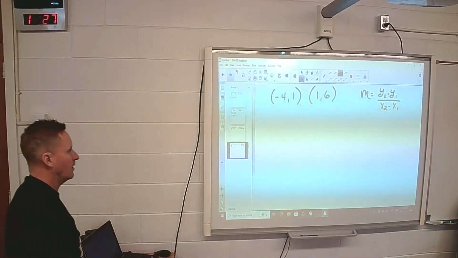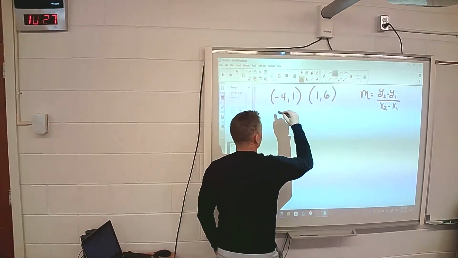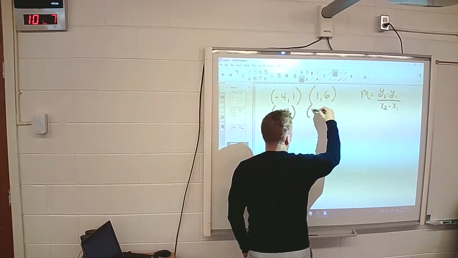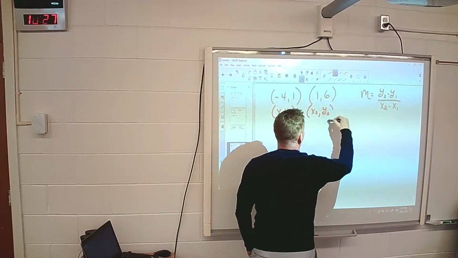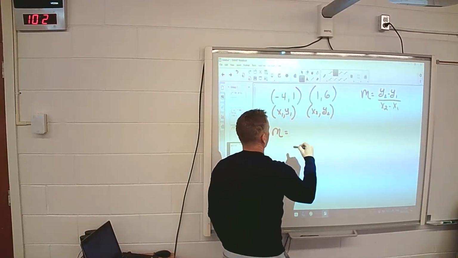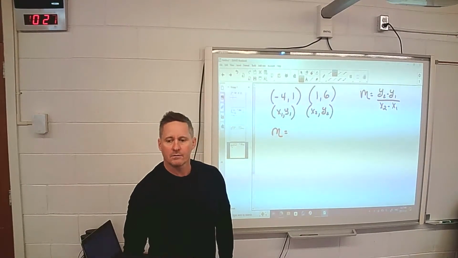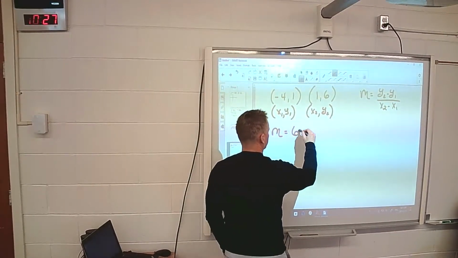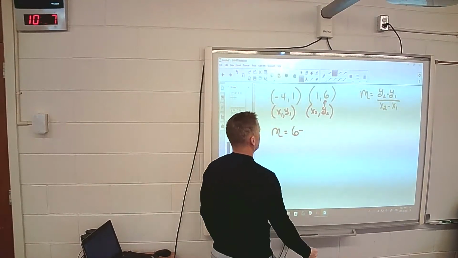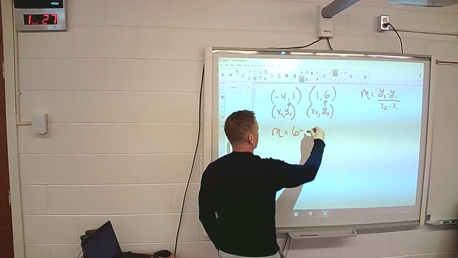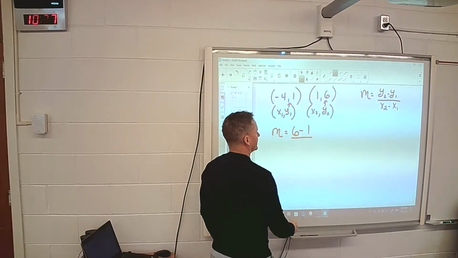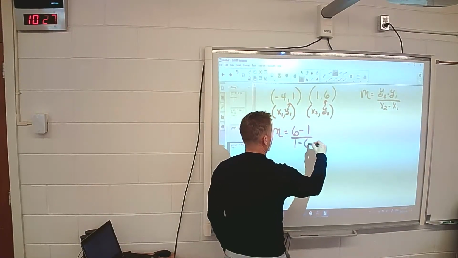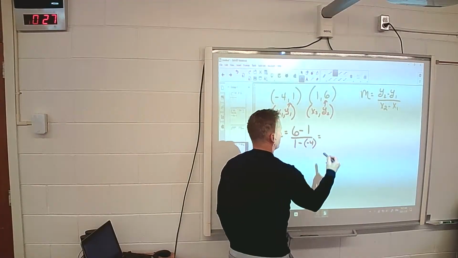Okay? All right. So again, here's what I suggest. x1, y1. x2, y2. Slope equals. What is my y2? If I write it out like this, my y2 is 6. What's my y1? 1. My x2 is 1. My x1 is negative 4. So it's 6 minus 1 over 1 minus negative 4 equals.